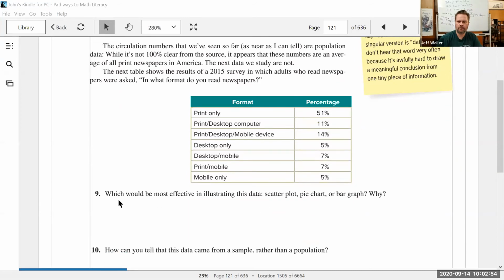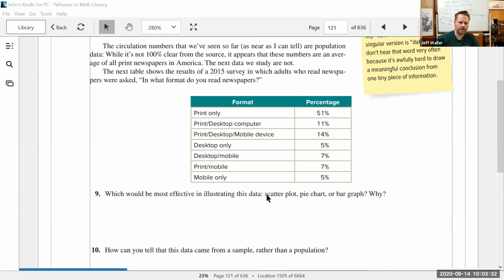All right. So now we're going to start seeing how the book brings back stuff we've done in the past a little bit. Remember we did pie charts and bar graphs before, right? If you look at this, it shows the results of a 2015 survey: in what format do you read newspapers? So here are the results they got. You can see print only, print and desktop computer, all, and so forth.